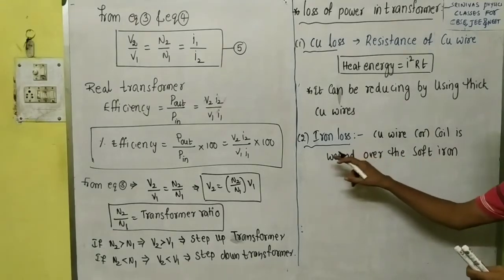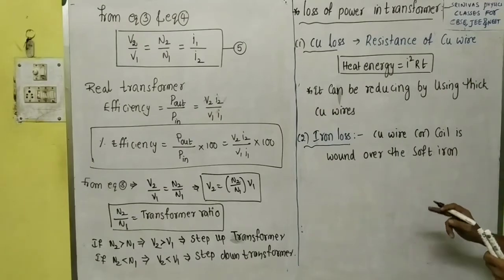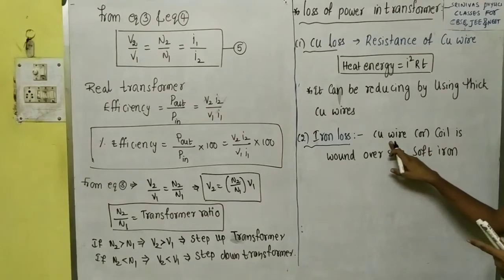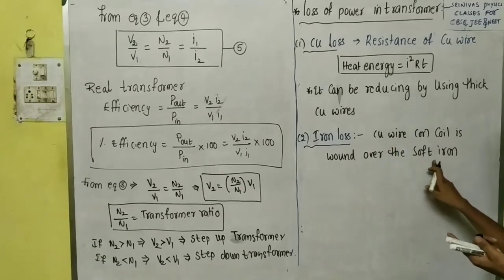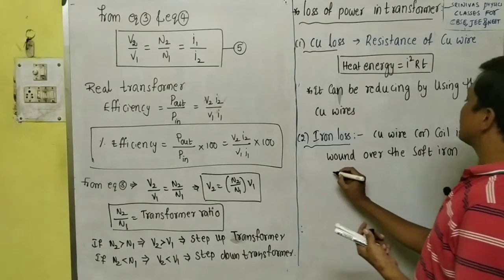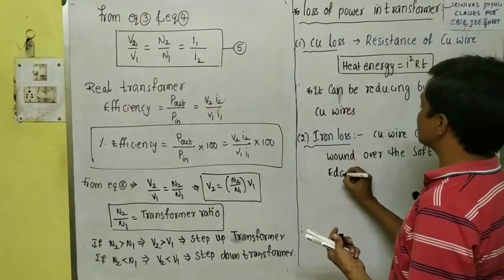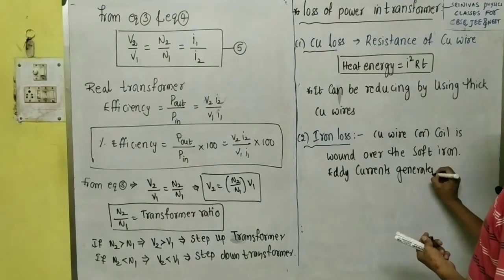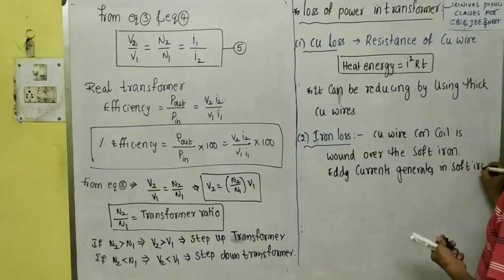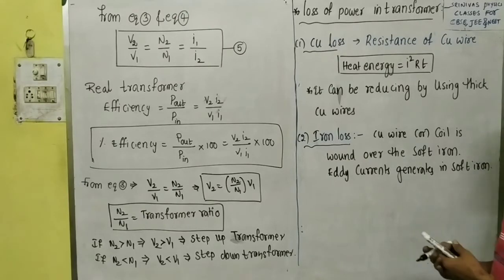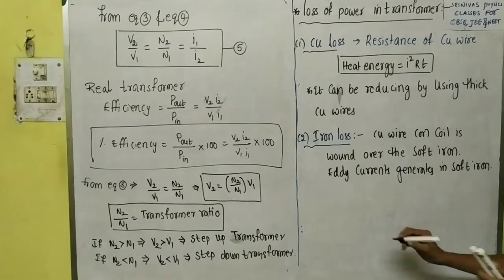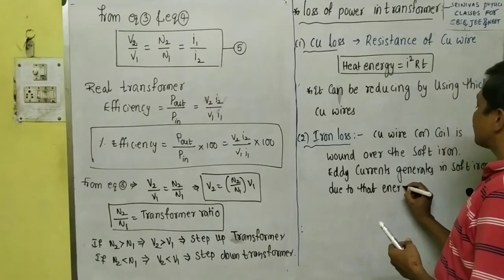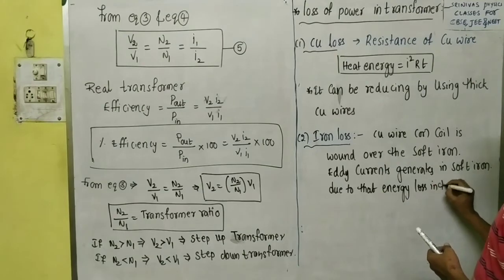When alternating current passes through the copper wire, the current changes, and with that the field changes. That change in field, the change in flux linked with the soft iron, generates eddy currents in the soft iron. Due to these eddy currents, energy is lost in the form of heat.